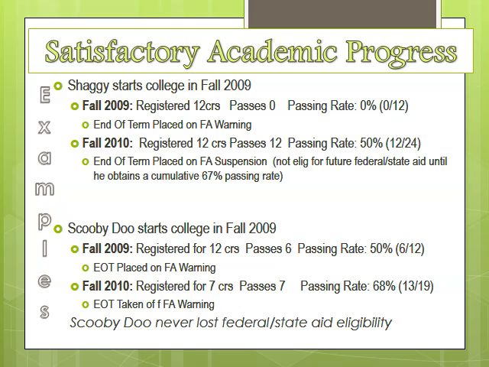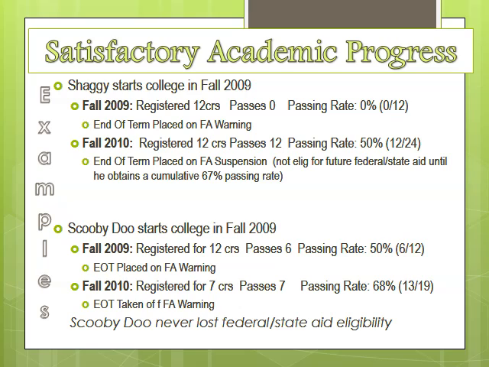Now, another example would be Scooby-Doo. He starts college in fall of 2009. Scooby starts off and he registers for 12 credits. He passes 6 of them. So he starts off with a passing rate of 50%, which is the 6 credits which he passes divided by what he attempted, which is 12. At the end of term, he would be placed on financial aid warning and continue to be eligible for financial aid for the upcoming semester or when he comes back.